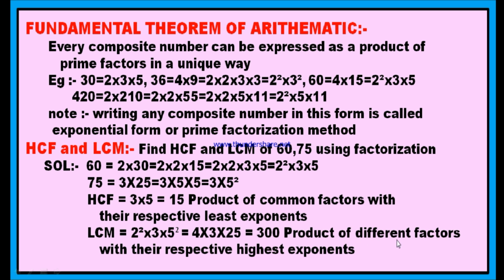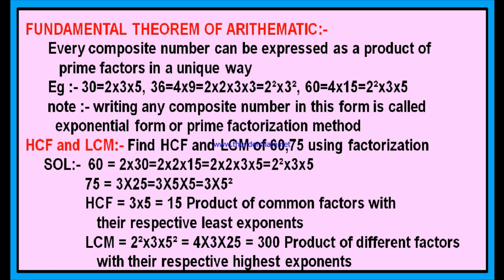Therefore, the product of different factors with their respective highest exponents is LCM, and the product of common factors with their respective least exponents is HCF. You can find HCF and LCM of any two numbers using different methods. One is prime factorization, as you did now. We just learned the fundamental theorem of arithmetic, therefore we used the same theorem to find the HCF and LCM of two numbers by dividing them into prime factors. You learned both these methods in your previous classes.